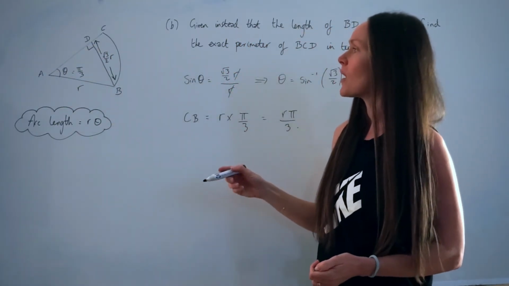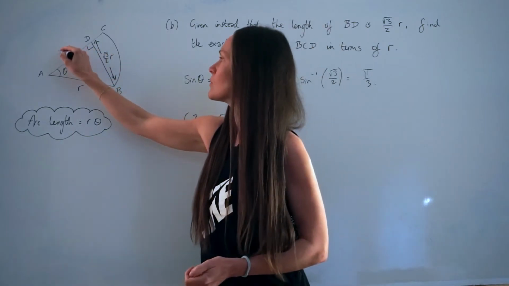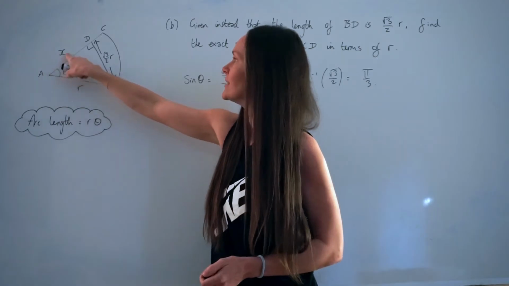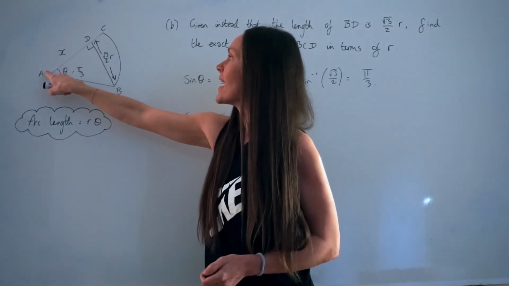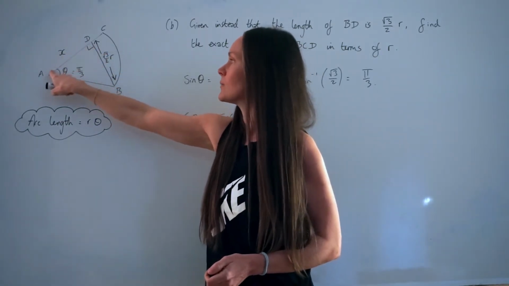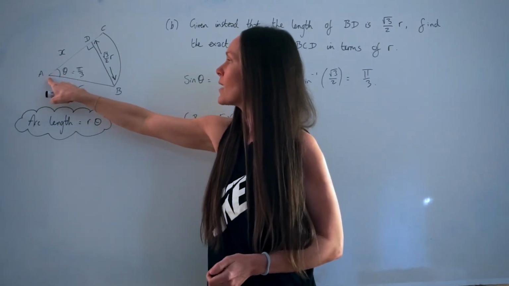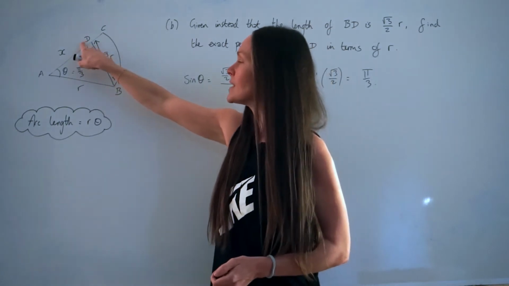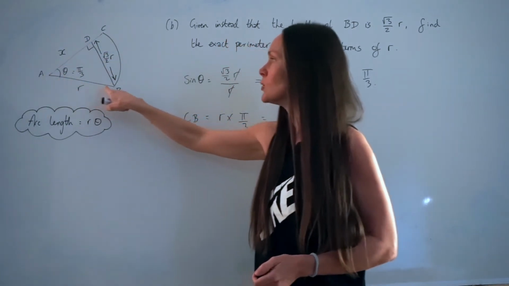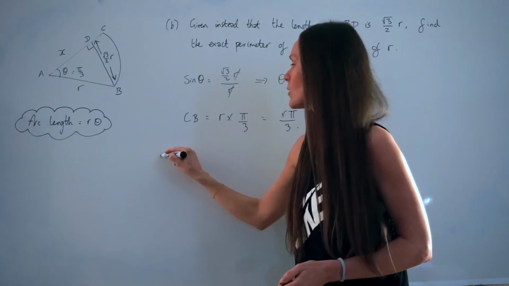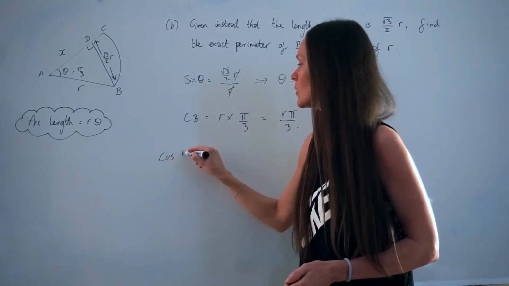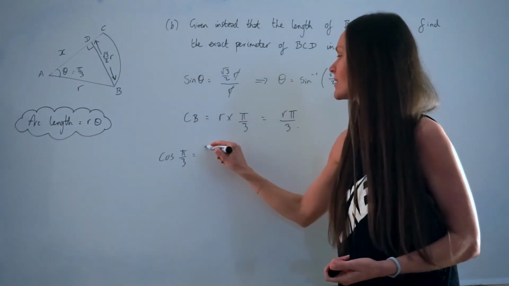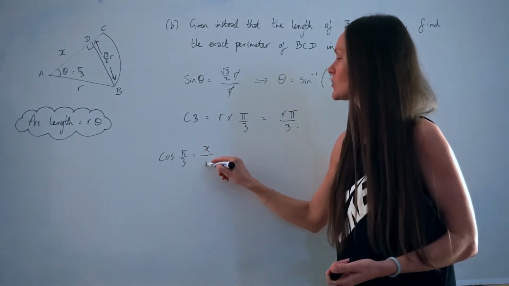Okay, so if I just call this x for the moment, I can see that this length AD, x, is adjacent to the angle theta. I also know that this is the hypotenuse of the right angle triangle. So if I use the adjacent side and the hypotenuse, I know that cos of the angle, so cos of a third pi, is equal to the adjacent side, so x, divided by the hypotenuse r.